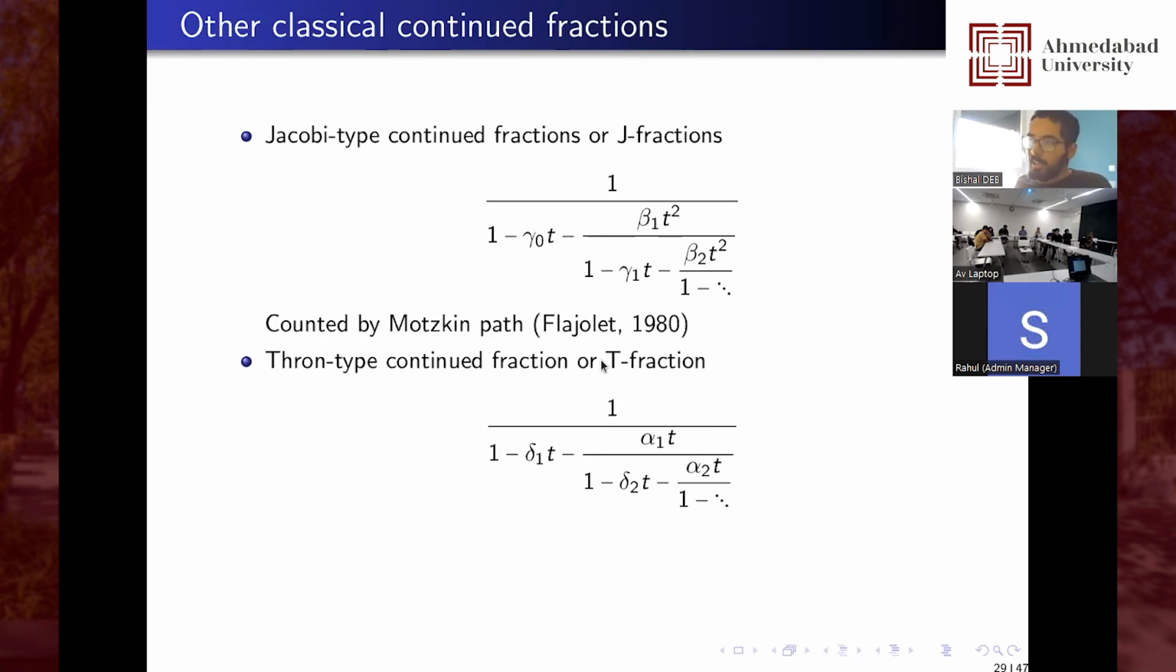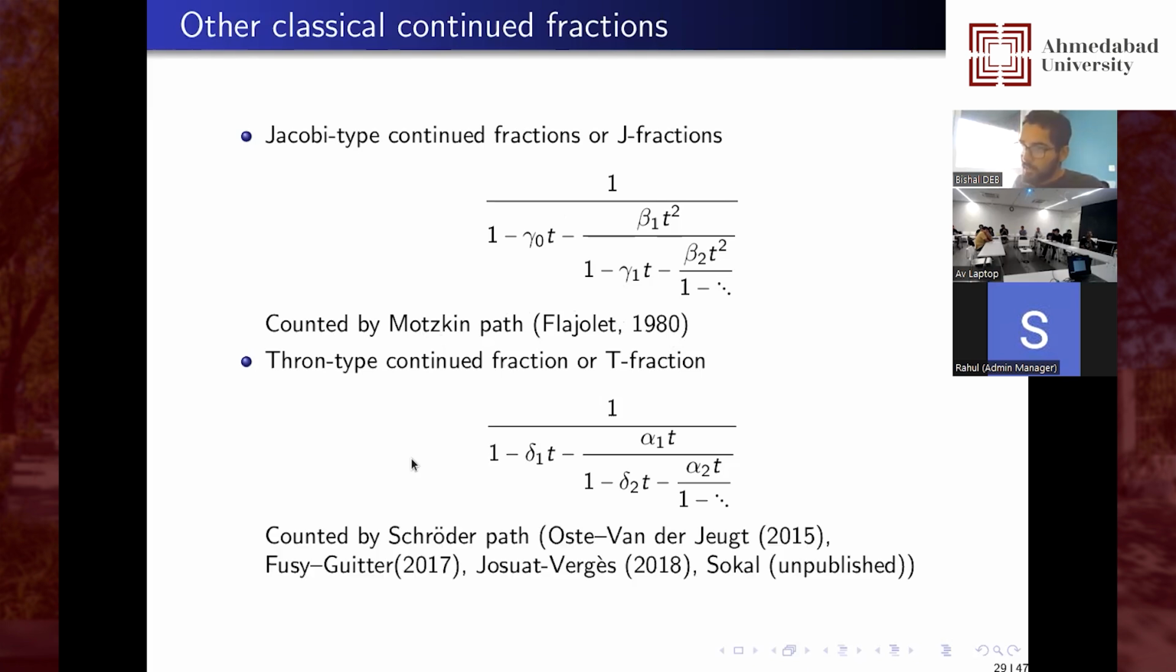Now, similarly, Flajolet in his paper showed that the Jacobi type continued fractions are counted by Motzkin paths. So these are paths just like Dyck paths where you have northeast, southeast, but you also have a level step. So you can also go across by unit 1. And T fractions are counted by Schroeder paths. So you have northeast (1,1), southeast (1,-1), and you have long level steps, so (2,0), two unit steps. And this was, again, written down by various authors in the last decade.